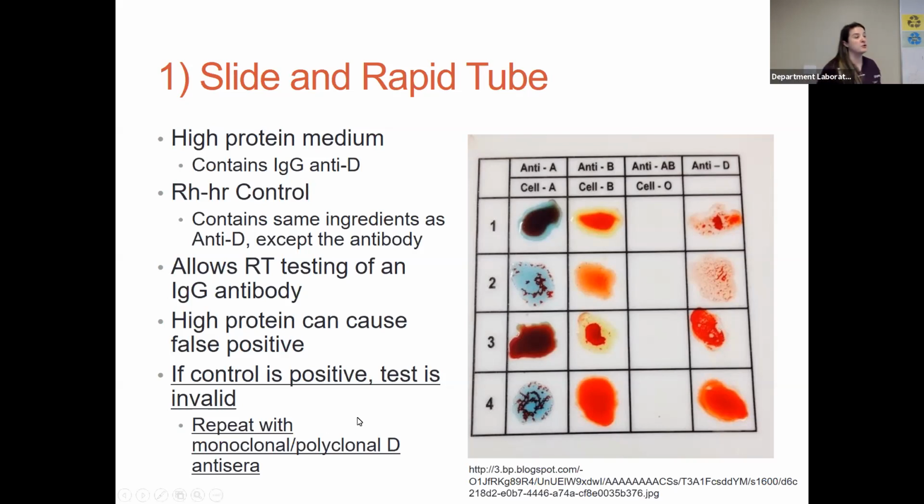If your Rh control is positive, that invalidates your test. We have to figure out why that Rh control is positive. It might involve washing the patient cells and then repeating the test. Maybe there's some excess protein present in the patient cell suspension. So we could wash and repeat. We could try to use different antisera. Those are some examples. And then we'll talk about the difference in just a minute.